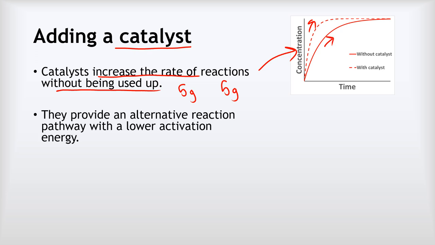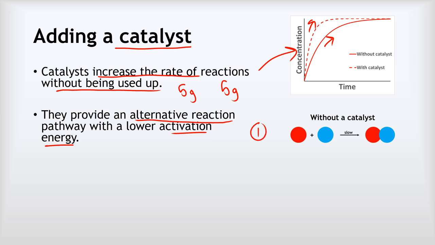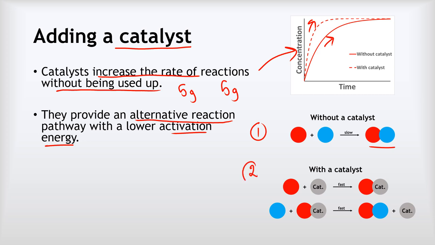Now, catalysts work by providing an alternative reaction pathway that has a lower activation energy. What do I mean by that? Well, let's look at this. So this might be our reaction pathway without a catalyst. The red and the blue, they collide with each other to make one new molecule over there. Now, with a catalyst, it might look something like this. So maybe the red particle reacts with the catalyst first to make this intermediate there, and then that intermediate reacts with the blue particle to make our red and blue and to regenerate the original catalyst. So the catalyst is actually unchanged by this process.